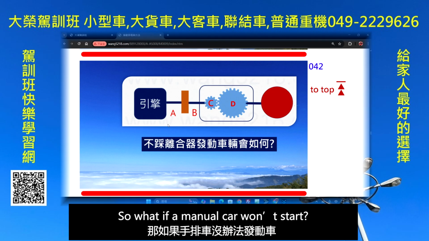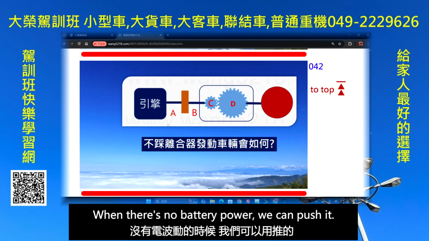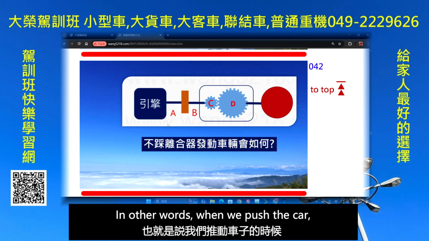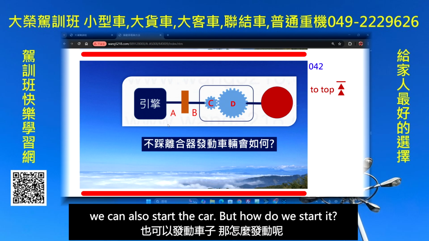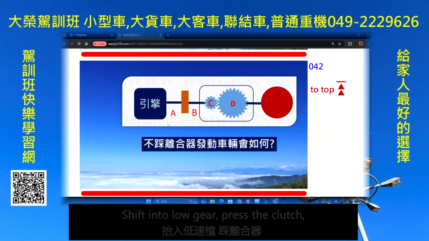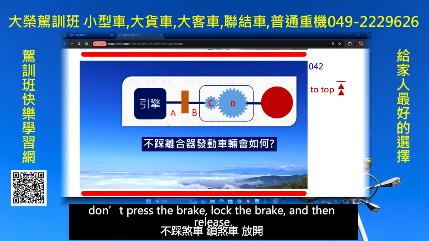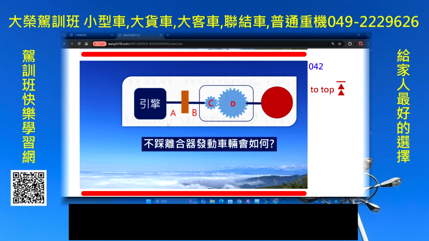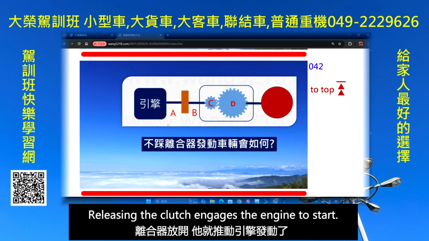So what if a manual car won't start? When there's no battery power, we can push it. Because think about it, to start, you can push the car. In other words, when we push the car, we can also start the car. But how do we start it? Shift into low gear, press the clutch. Don't press the brake, release the brake lock. Push from behind. Once the car has a bit of speed, you can then let go. Releasing the clutch engages the engine to start.